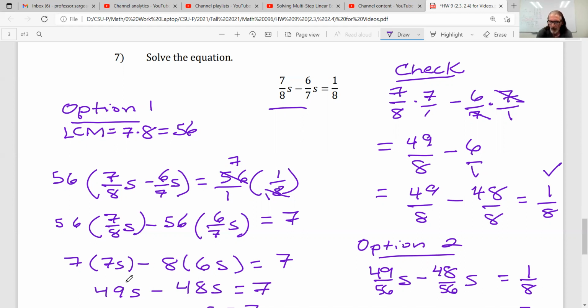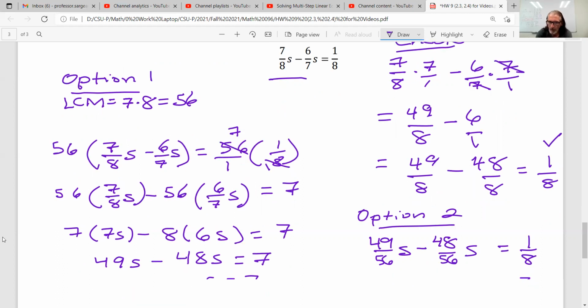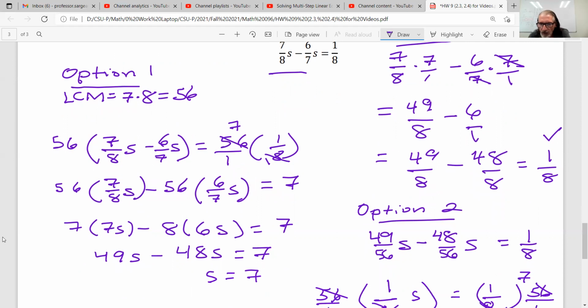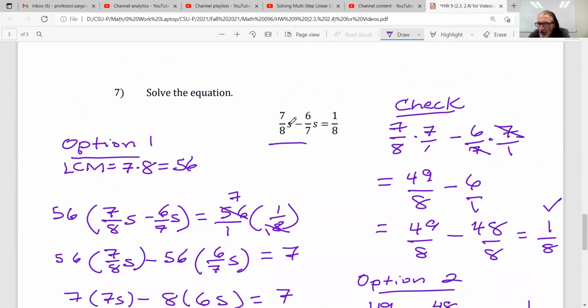That's going to give us 49s minus 48s is equal to 7. And so s is equal to 7. When we check that, put in 7 both here and here, we're going to have these 7s cancel out. So we just have 6 or 6 over 1.